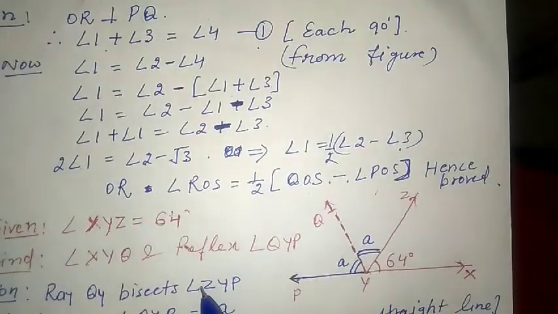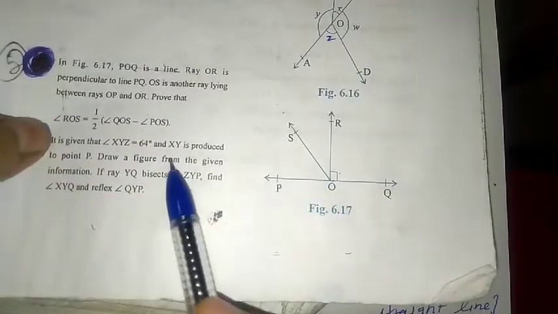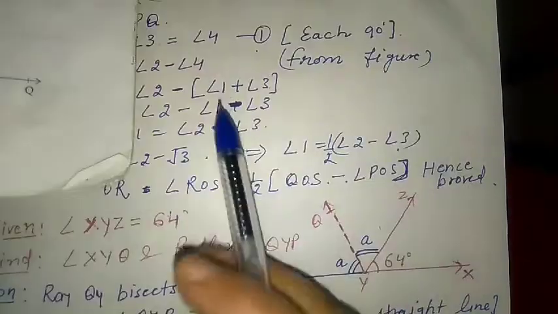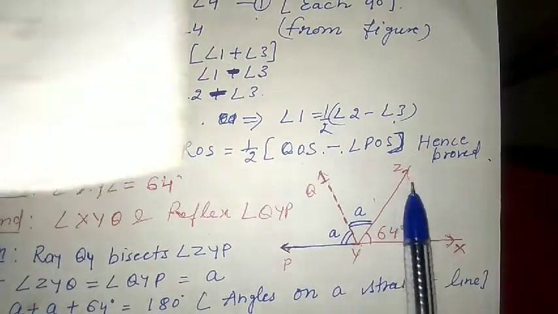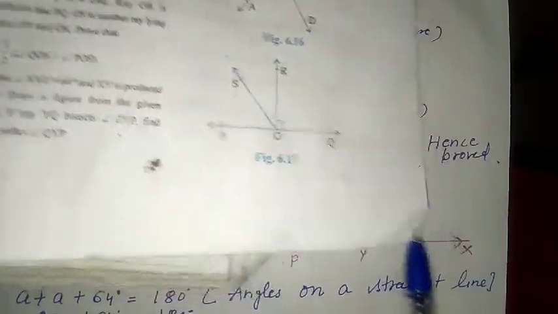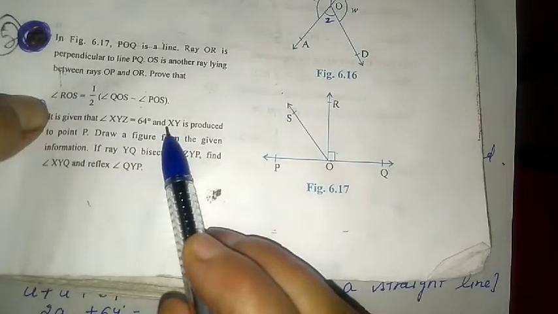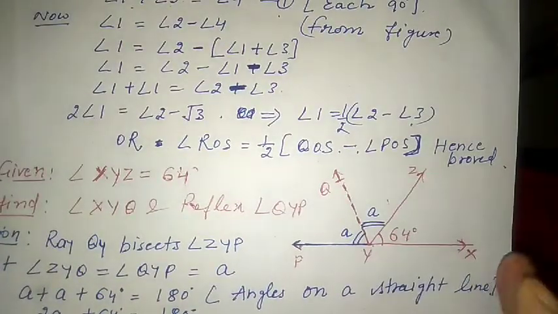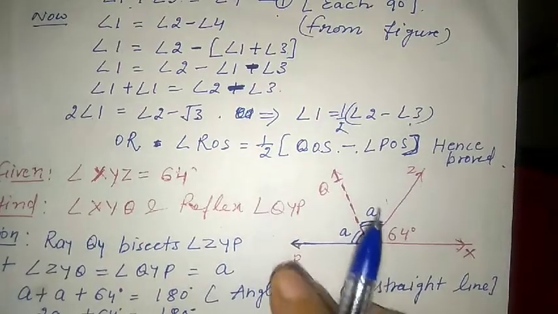Now we will take question number 6 of the same exercise. Question number 6 is given here. The figure is not given, we will draw it ourselves. It is given that angle XYZ is equal to 64 degrees, and XY is produced to P. X is written in the first place and Y in the second place, so we will start to produce it from X to Y. So from X to Y, we will produce to this side, till point P.